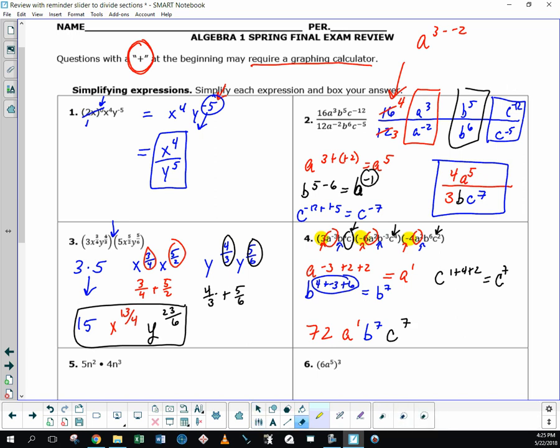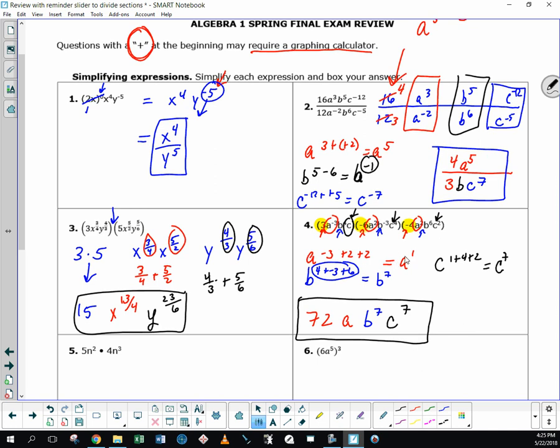You don't really need this 1 on the a. I only put it there just for fun, in case you need it. It's not wrong if you do, just know it doesn't have to be there. And that's our final answer for number 4.